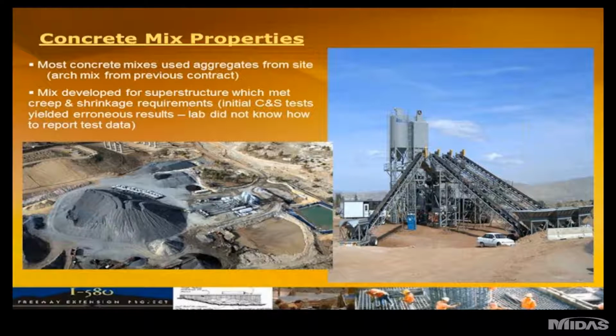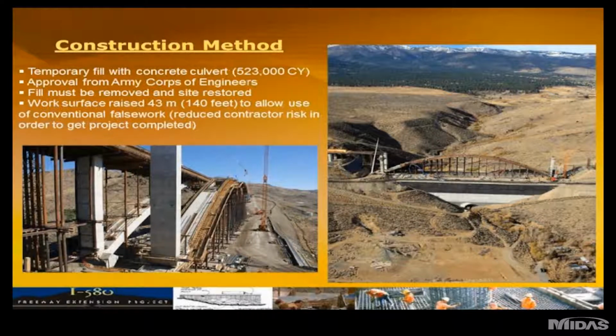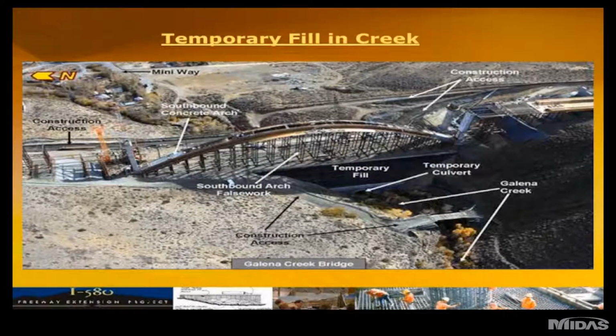This construction method was a unique method that was proposed, and it received approval from the Army Corps of Engineers. Basically, the contractor filled in the creek canyon area, as you can see on the right-hand side. They had a concrete culvert which spanned the very narrow creek below, built up a working surface of earthworks which they mined from the north half of the project and utilized for the construction of the arch span. The arch span, as you can see on the left, was built entirely on false work. And here's just another shot of the entire false work and fill setup.